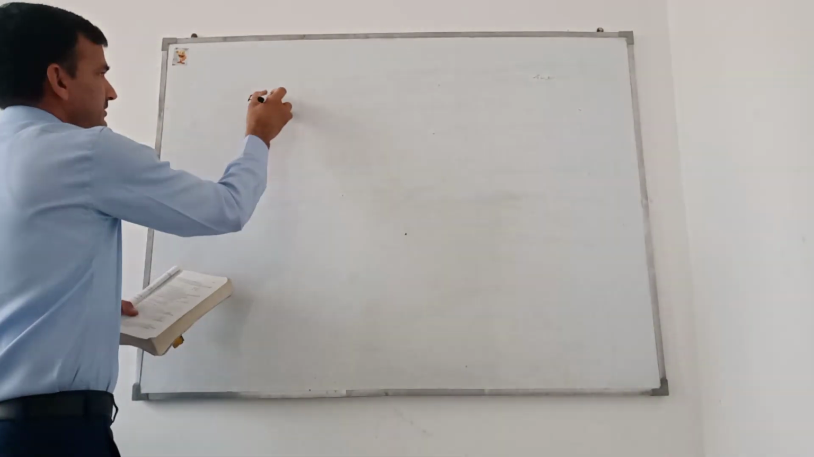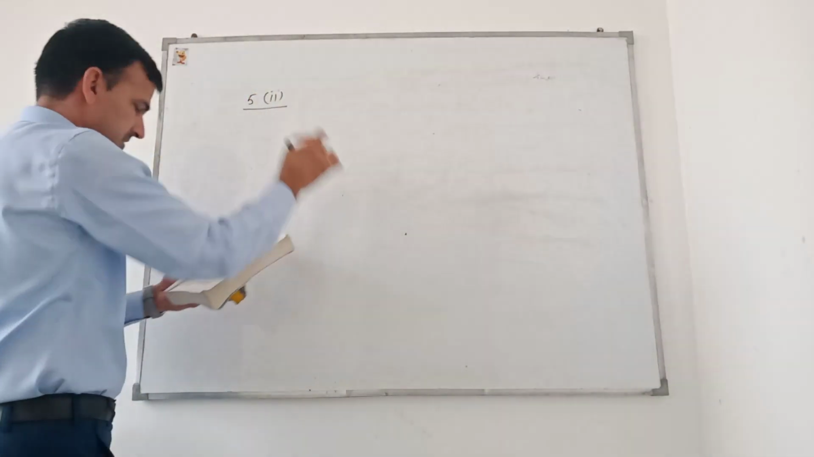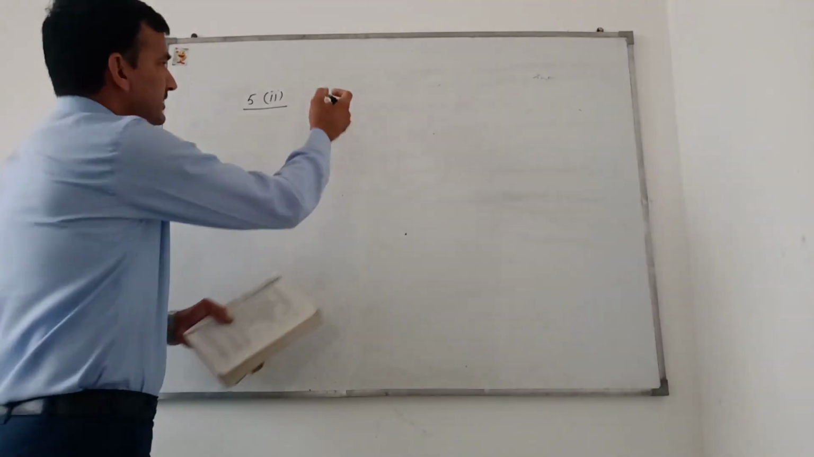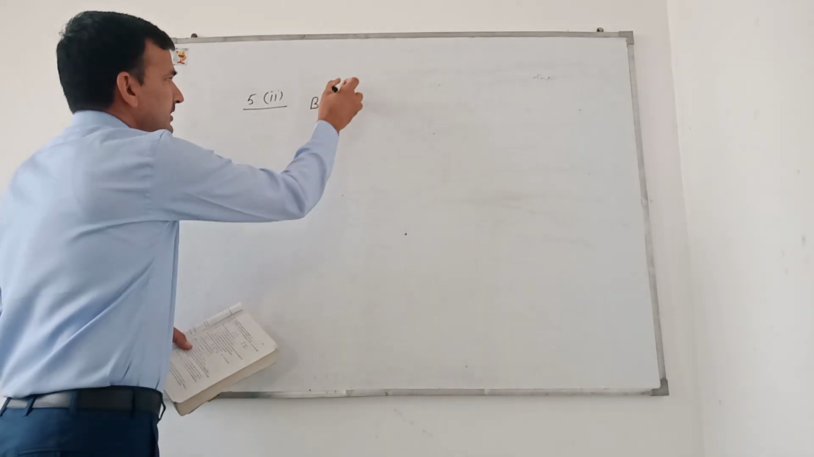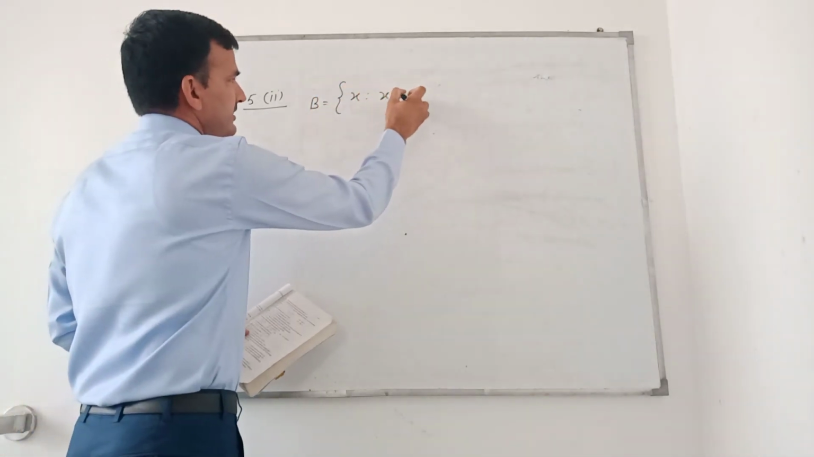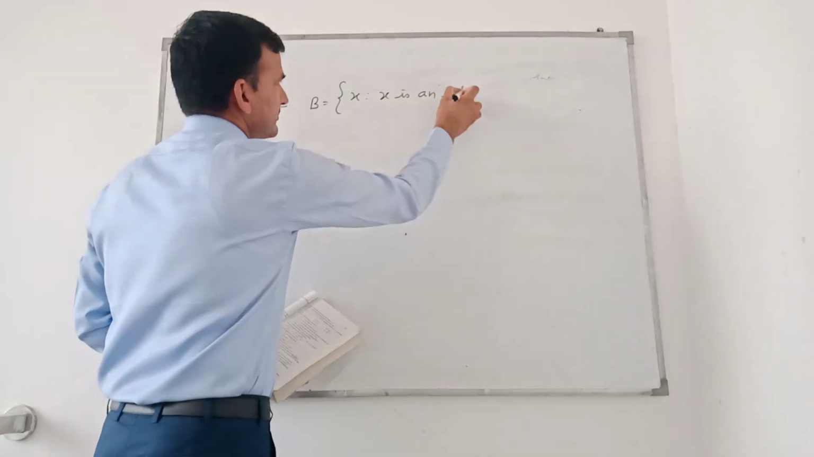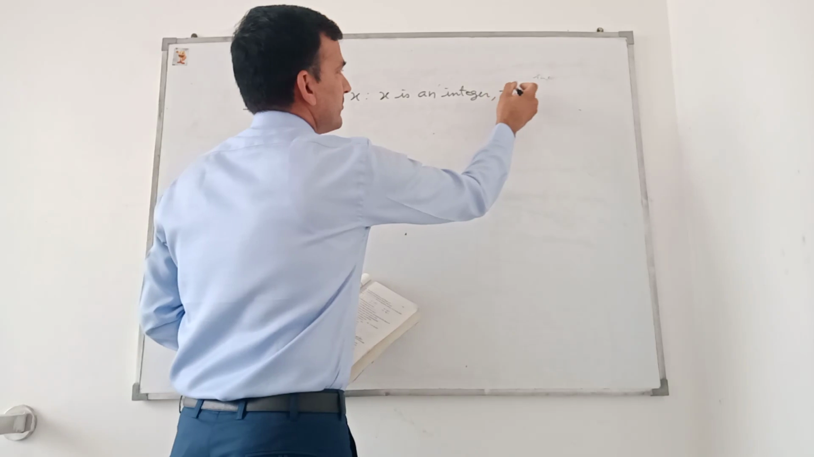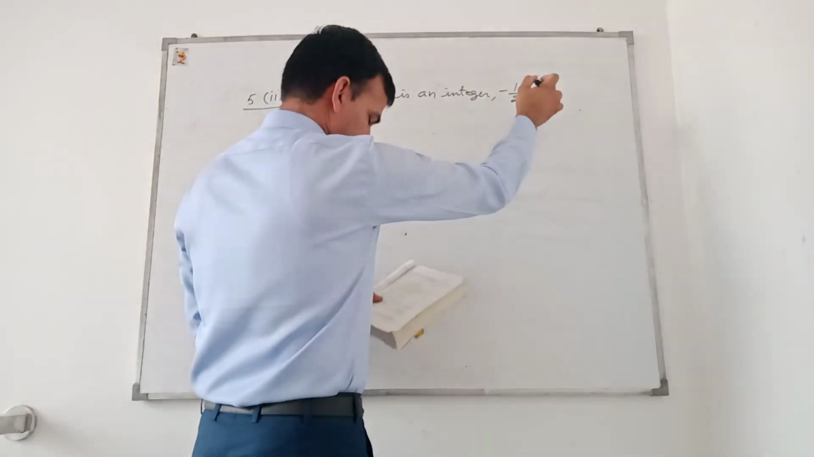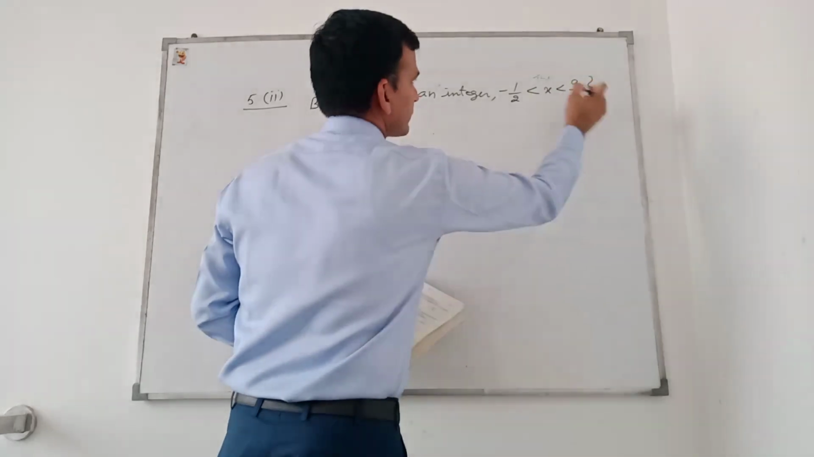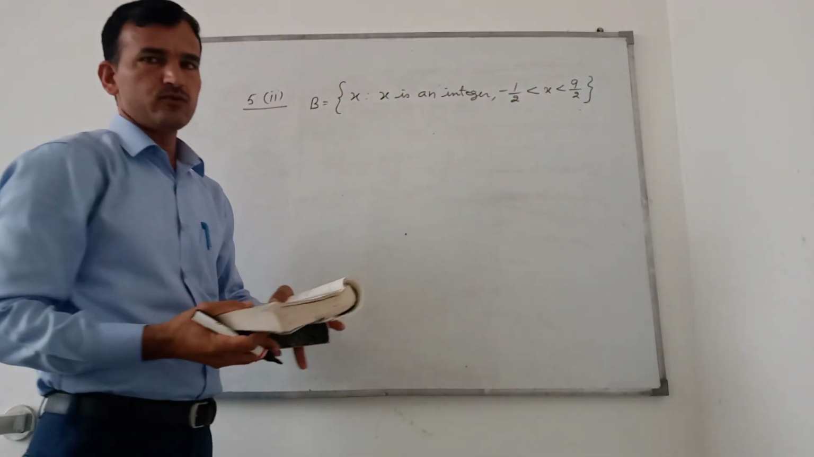Question number 5, second part: list all the elements in the following sets. Set B is equal to {x such that x is an integer, -1/2 < x < 9/2}.